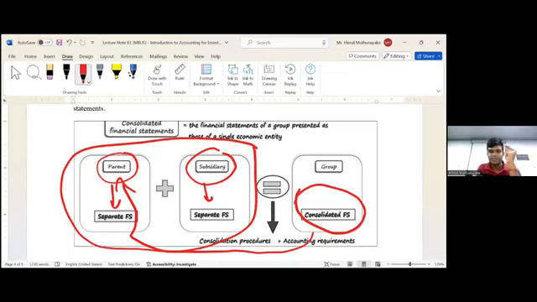The responsibility of preparing the group financial statement lies with the parent. So in this course unit, what we are learning is the preparation of consolidation financial statements. And when preparing the consolidation financial statement, always make sure that you think you are the parent.